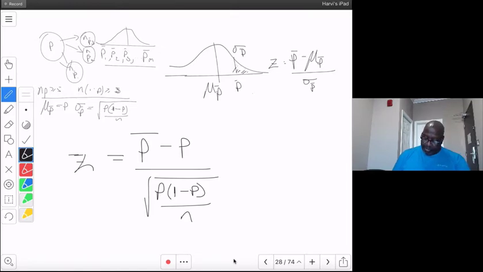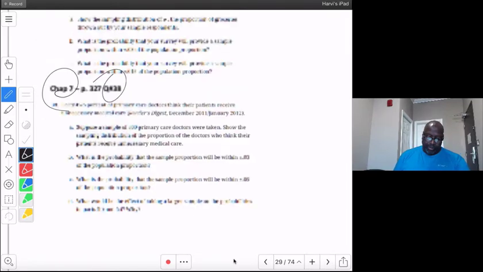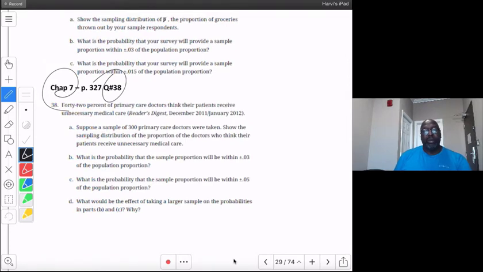So let's work a problem. We have the following problem given to us. This comes out of a workbook, and it's problem number 38 in chapter 7, page 327, depending on which edition of the book that you use. But you can certainly find it. 42% of primary care doctors think that their patients receive too much medication. We all tend to over-medicate them. Might be a conspiracy between the medical profession and the pharmaceuticals. Who knows? We don't know.